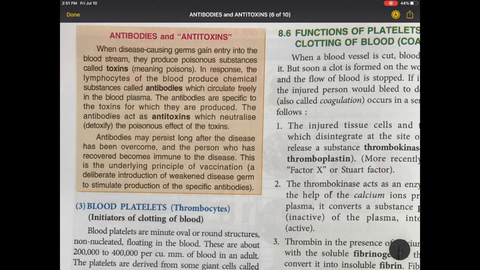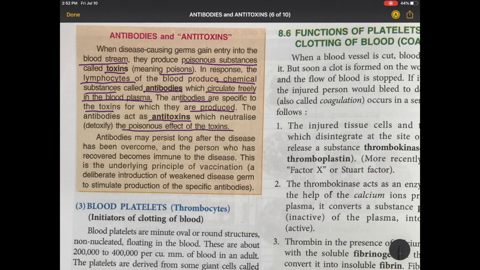When germs which cause diseases enter into our bloodstream, they produce poisonous substances called toxins. Toxins means poison. So after they enter our bloodstream, the lymphocytes of the blood produce a chemical substance called antibodies which start circulating freely in the blood plasma, that is the liquid part of blood. So the antibodies are specific to the toxins for which they are produced. So this antibody will only act against the certain disease for which it was produced. Okay, so the antibodies act against the toxins, so they are antitoxins. They neutralize the poisonous effect of the toxin.